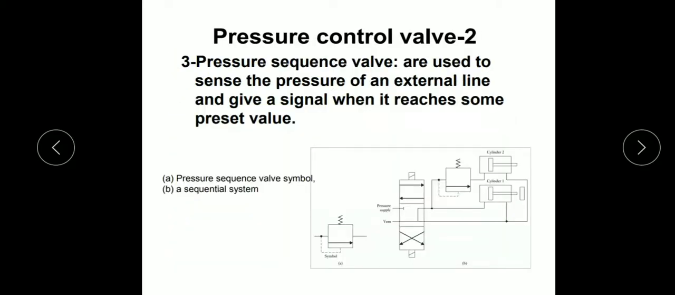And we have another system, pressure sequence valves, which are used to sense pressure of an external line and give signal when it has reached a preset value.